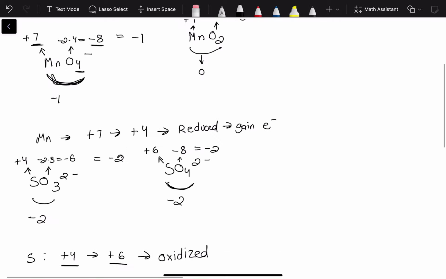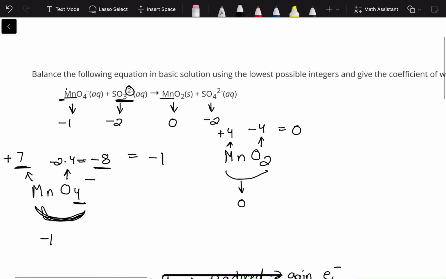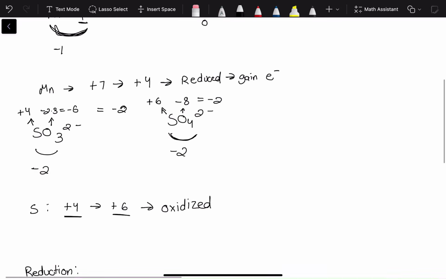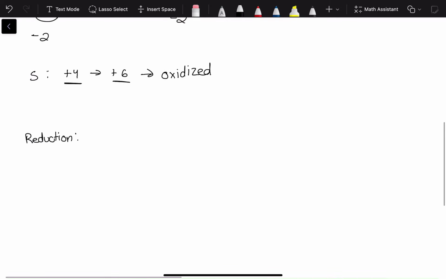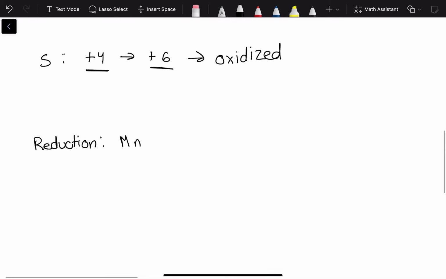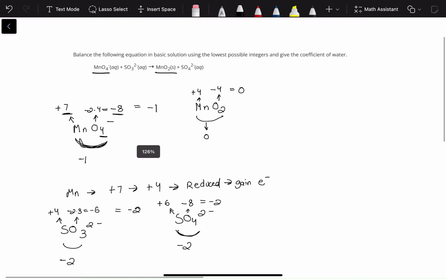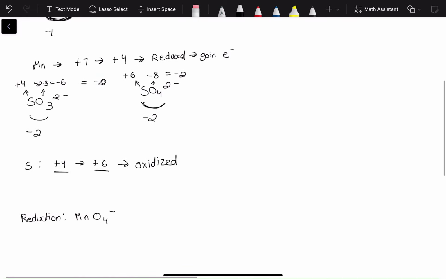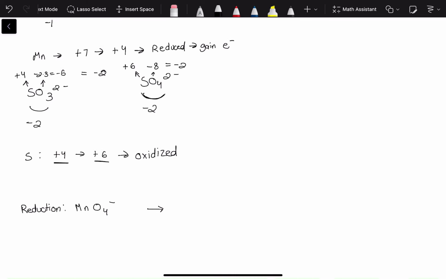Okay, so in this equation, let me erase this so it's more clear. MnO4 minus and MnO2, this is what's being reduced in our equation, as we have determined previously. So we can write this down here now. MnO4 minus, and let's leave some space here because we will be adding some elements to balance this out. So we're going to leave some space and move this arrow a little bit more.